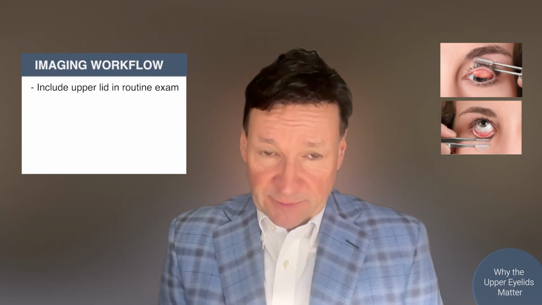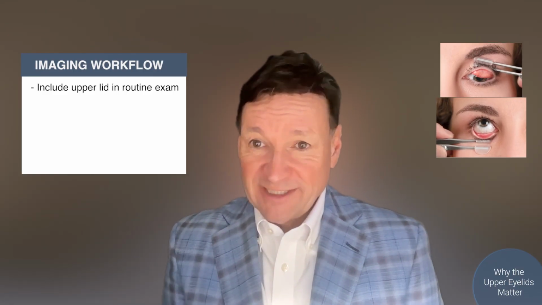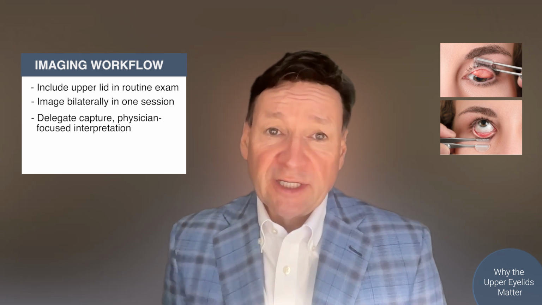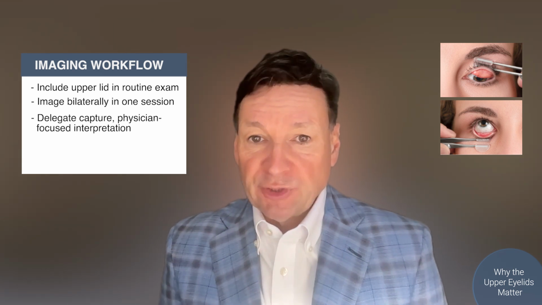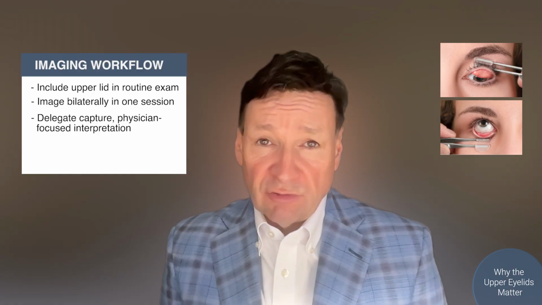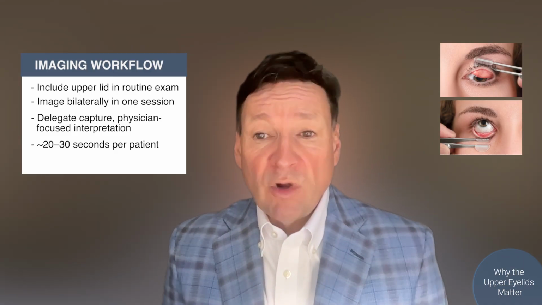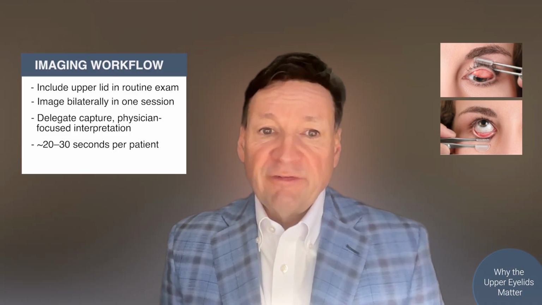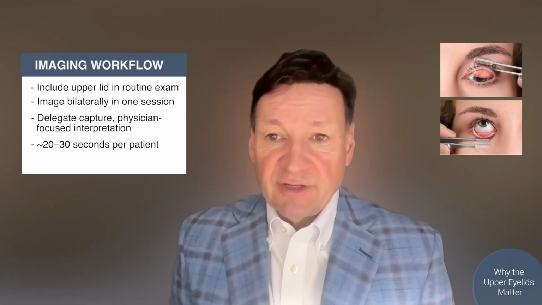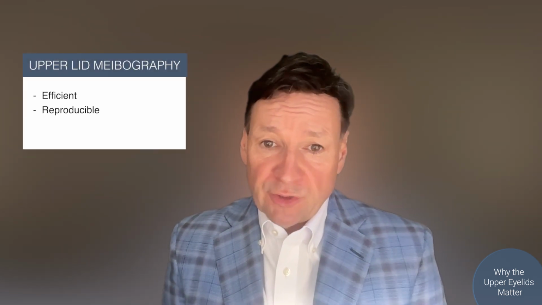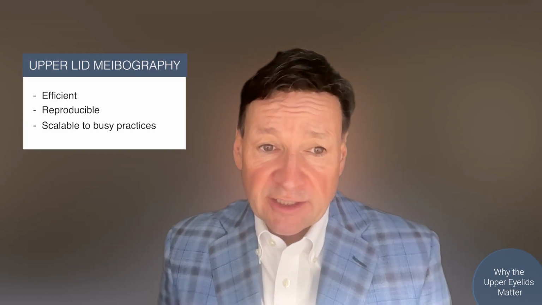Using modern imaging systems, my staff can capture both upper and lower eyelids in a single session. With proper training, technicians handle the eversion and capture, while I focus on interpretation and clinical decision-making. The total additional time per patient is approximately 20 to 30 seconds, and once the protocol becomes routine, it no longer feels like an add-on. It becomes part of the standard exam, like checking intraocular pressure. The key point is that technical barriers have largely been solved. With current tools and a consistent protocol, upper lid meibography is efficient, reproducible, and scalable to any busy practice.